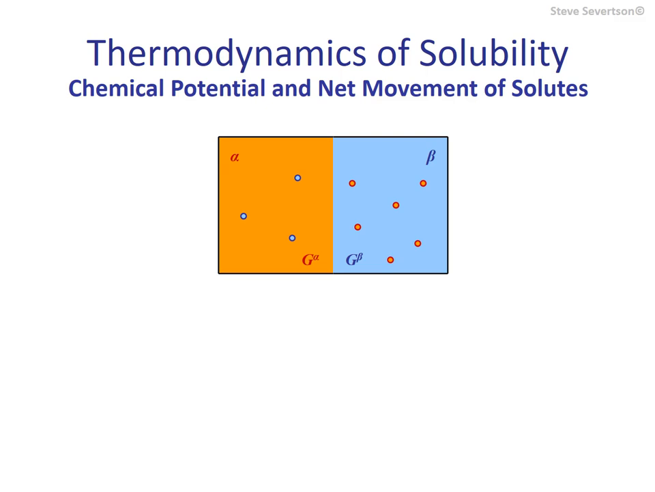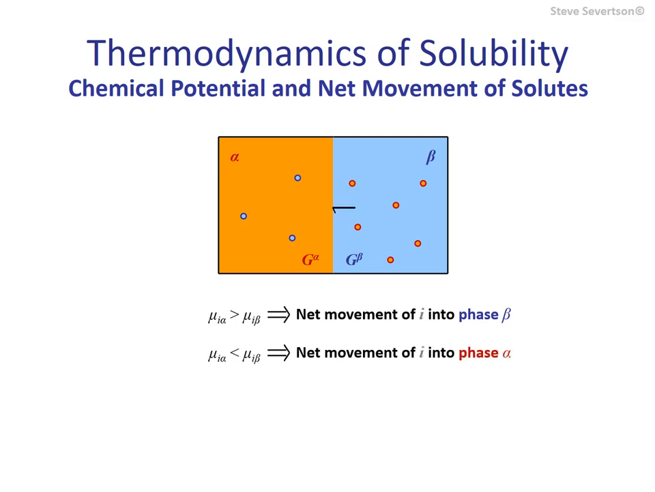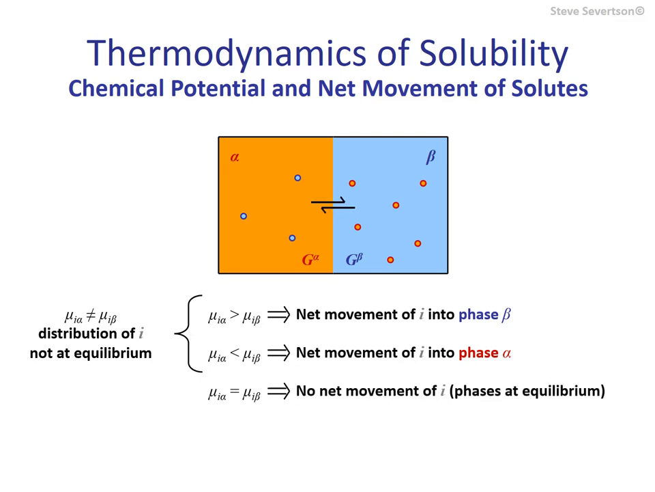Chemicals move from higher potential to lower potential. Thus, if the chemical potential for component I is higher in the alpha phase, there will be a net movement of component I into the beta phase. If the potential is higher in the beta phase, the net movement of component I will be into the alpha phase. In general, if the chemical potential for component I is not equal in all phases composing a system, there will be a net movement of that component until values in all phases are the same.